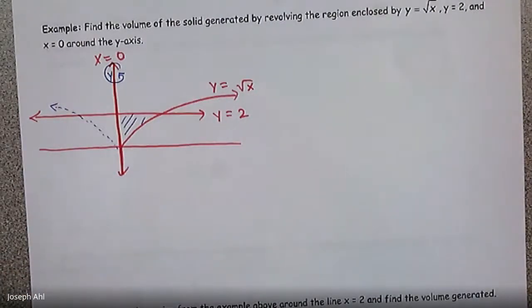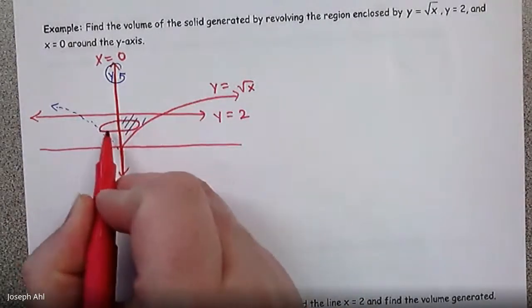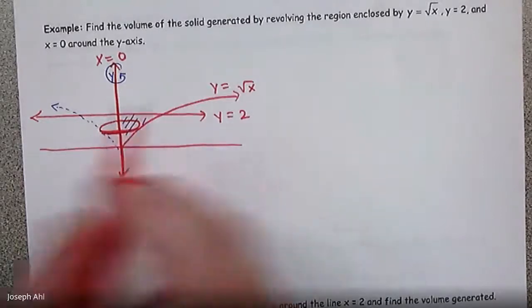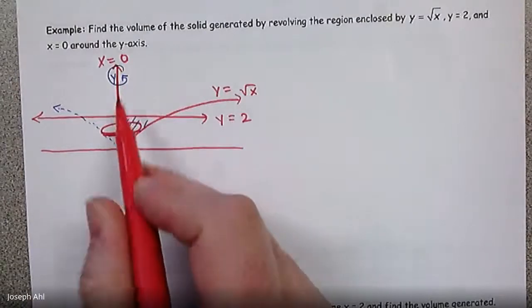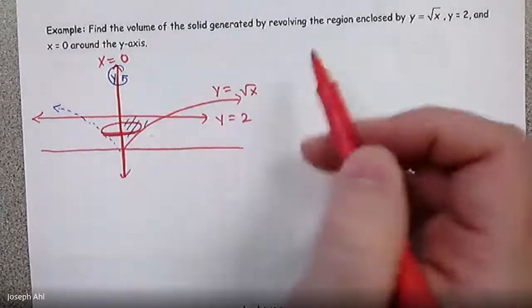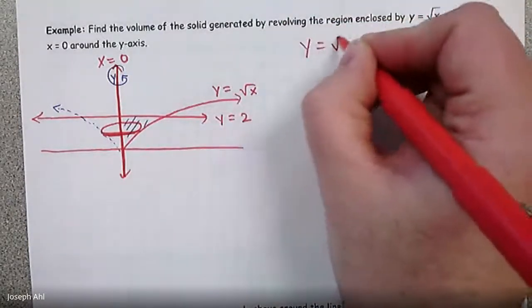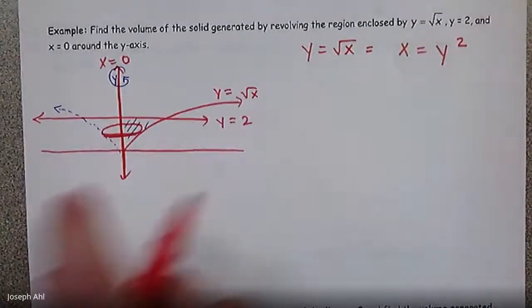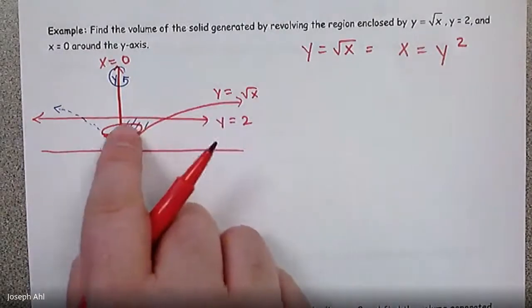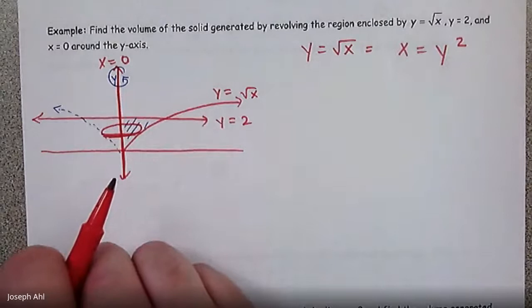So if we're going to find the area of these circular disks and then multiply it by the thickness, since we're integrating with respect to y now and revolving around the y-axis, we have to get the equation y equals radical x as x in terms of y. So instead of y equals radical x, we would have x equals y squared. Another way to think about this curve, x equals y squared, is that the radius going across horizontally there is the horizontal distance to the function x equals y squared.